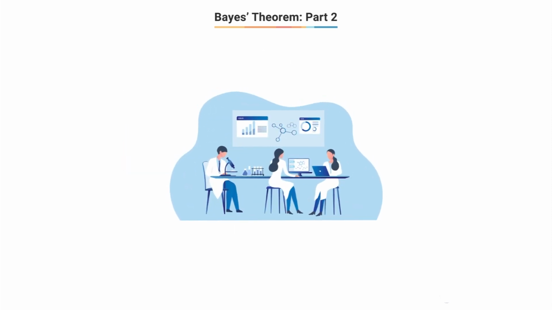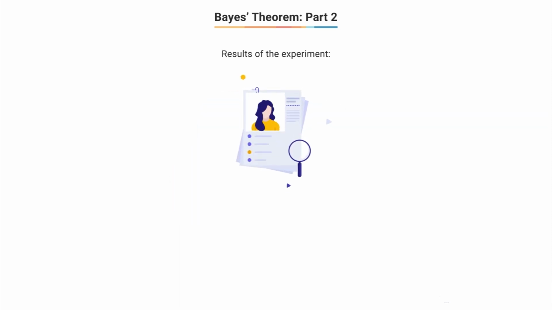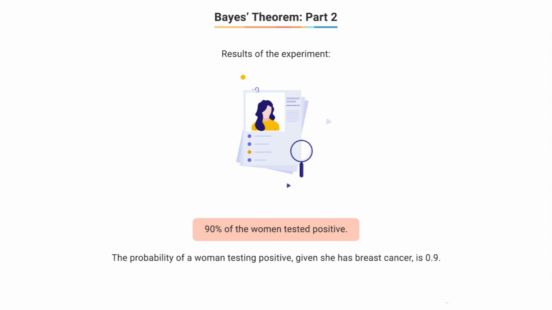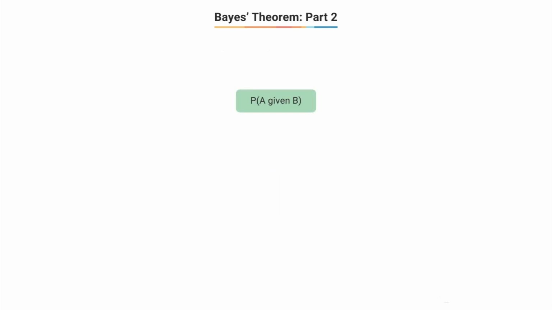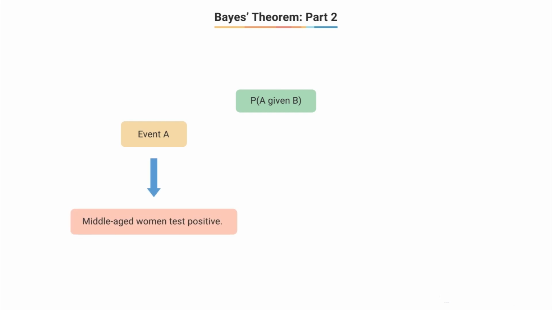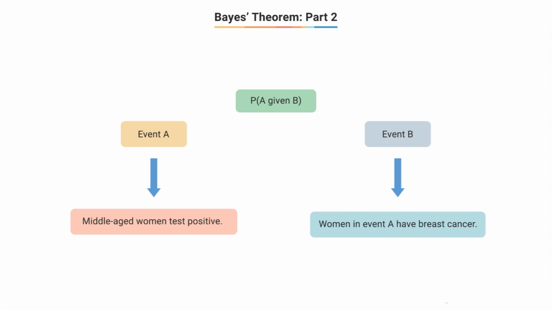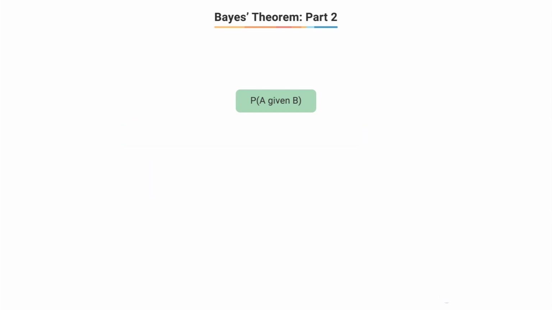To calculate this, we have decided to perform an experiment, and here are the results of that experiment. We have a sample of women who already had breast cancer and found that only 90% of these women tested positive. This means that the probability of a woman testing positive given she has breast cancer is 0.9. So what is this 0.9? Isn't this P(A given B)? Remember that event A is the event that a woman tests positive and event B is the event that a woman has breast cancer. So we have P(A given B) is 0.9 and we wanted to calculate P(B given A).